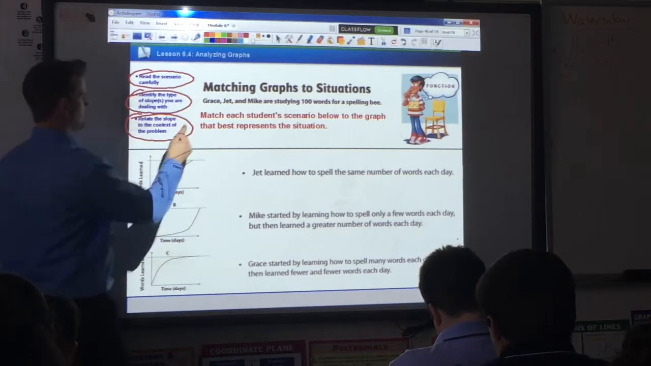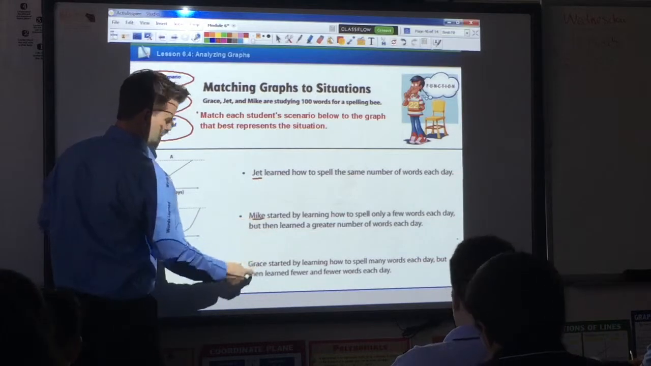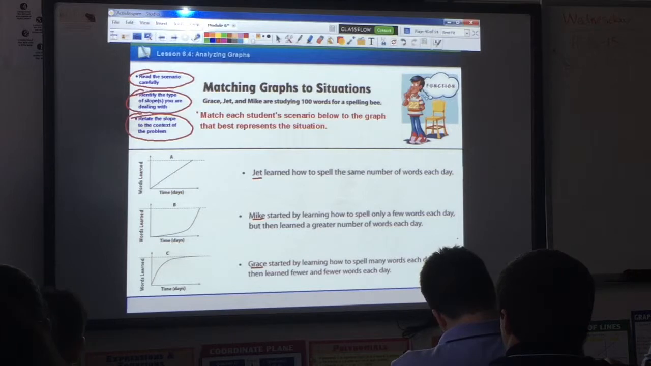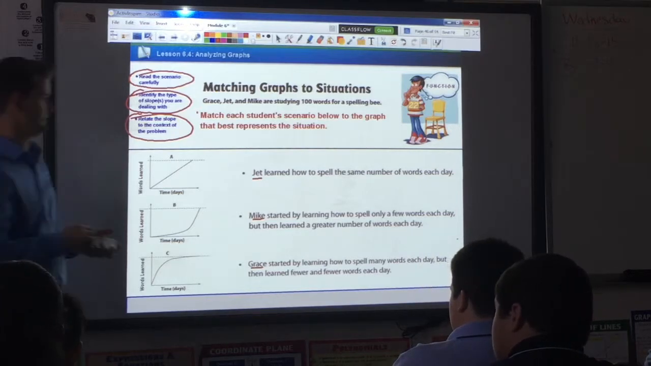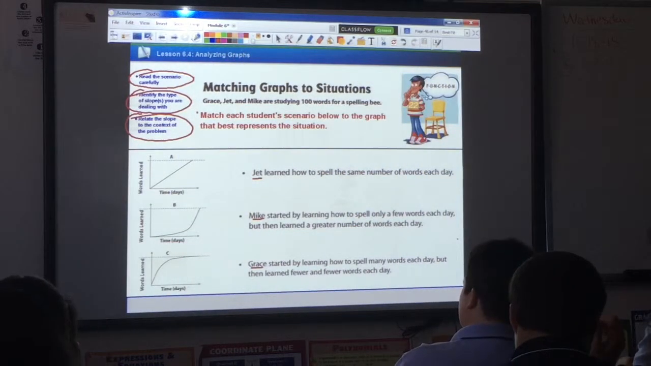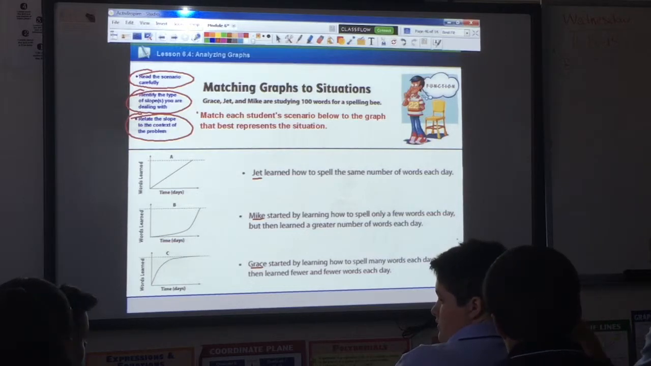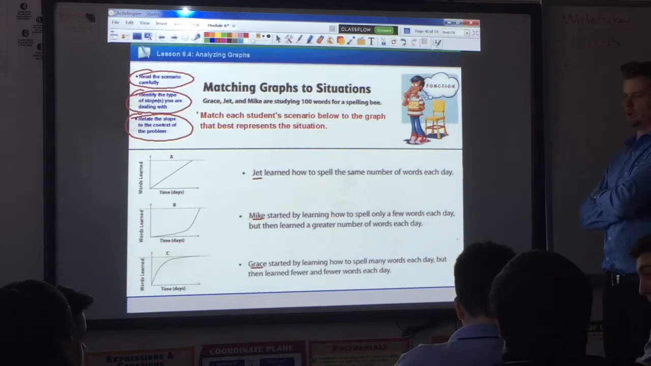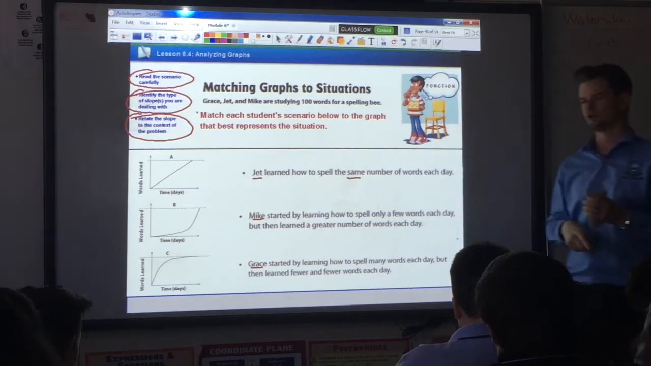What we want to do here is match each student's scenario. We have Jet, Mike, and Grace. We want to match their scenario to the graph that best represents their situation. So let's go to Viviana. Can you read what Jet did? Jet learned how to spell the same number of words each day. Okay, so Jet learned how to spell the same number of words each day.